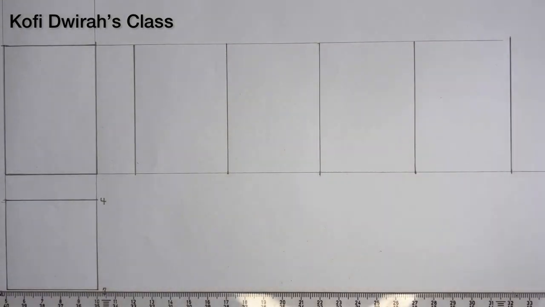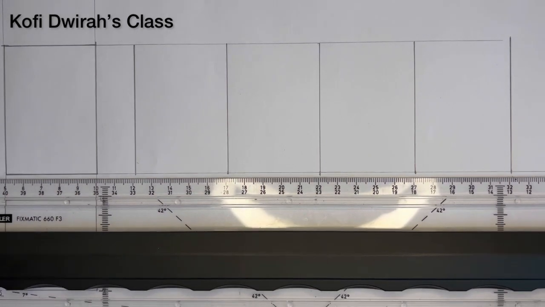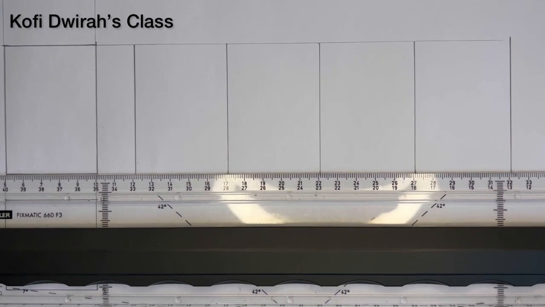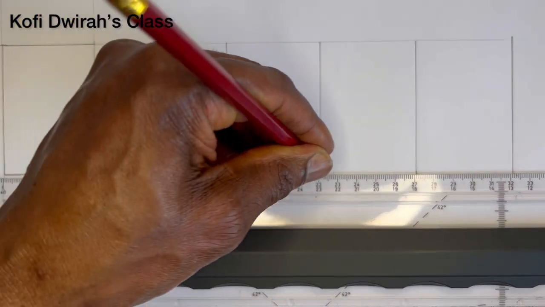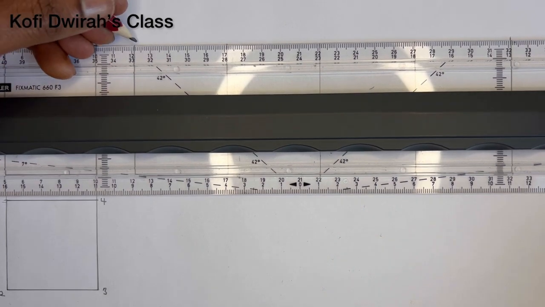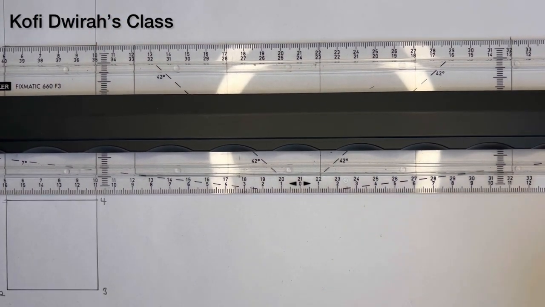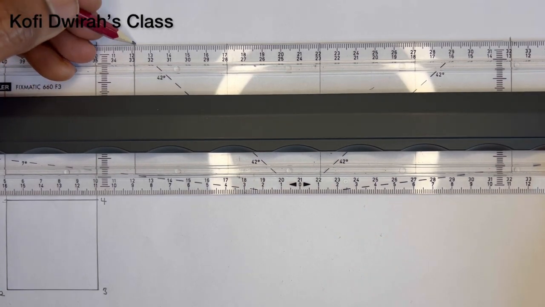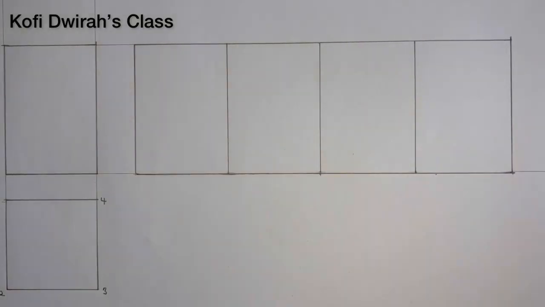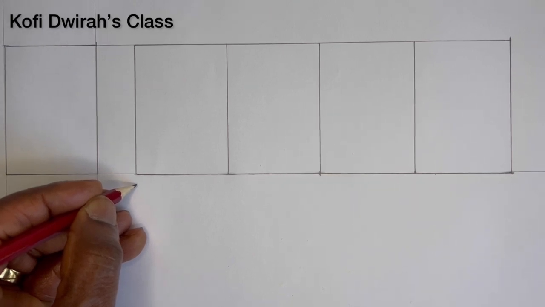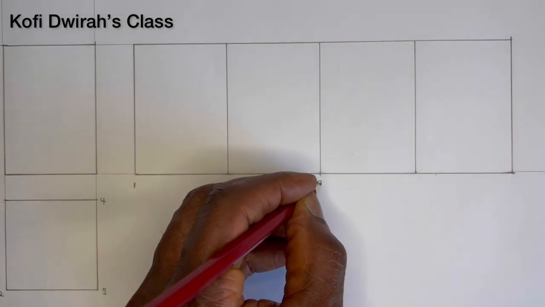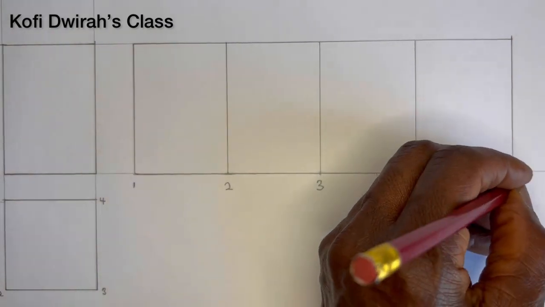Good. Then you move your T square and draw, and remove it up here. Good. Then you number here 1, 2, 3, 4, then 1.